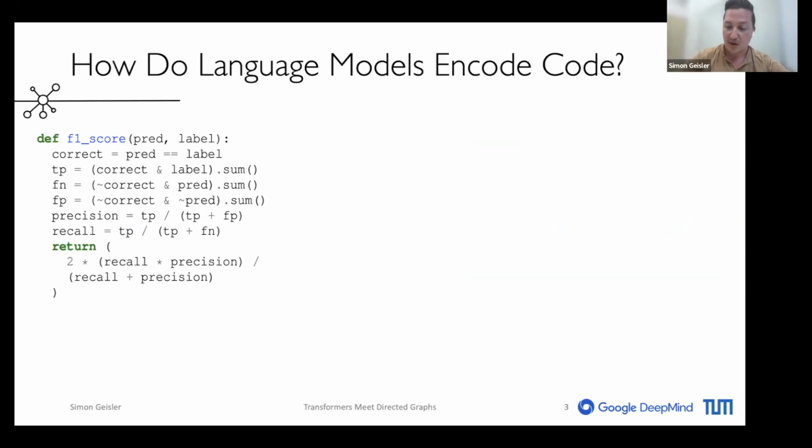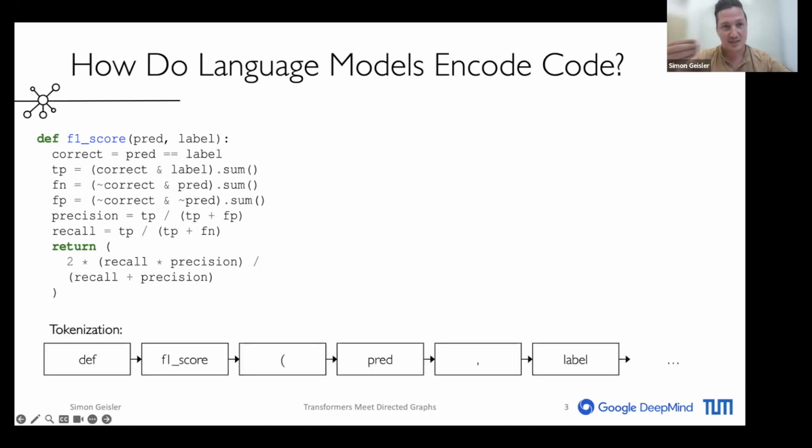Our first motivation, or the application, and actually also our motivation of looking into this direction, originated in the question of how we actually represent code. So for code, here's some simple function. I guess I don't have to explain too much about this. This is just some F1 score calculation. And then the question is, how does a transformer, how does a language model actually encode this? For this, we tokenize the source code. So we go from left to right and line by line, and then we end up with some token representation.